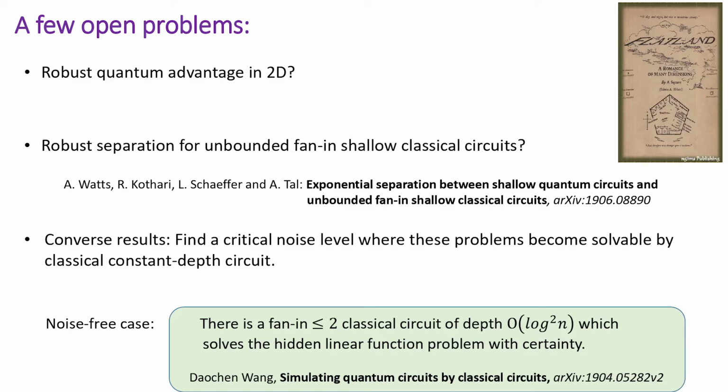Okay, so there are a few open problems. I think one of the most interesting ones is the question of whether you can do this in 2 dimensions instead of 3 dimensions. It seems to be a difficult problem, so I'm interested in any ideas you might have. Then I think it will be interesting to find converse results that say if the noise rate is too high, then things become easy classically.